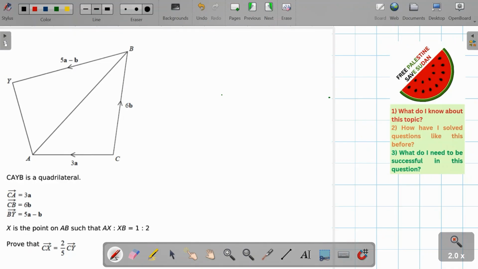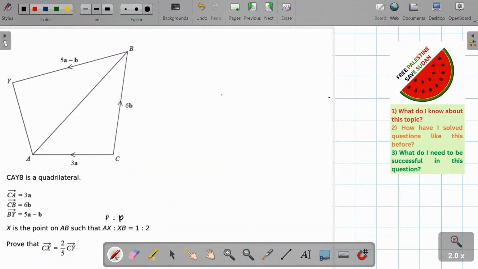Let's get started. The question says CAYB is a quadrilateral with CA being 3a, CB being 6b, and BY is 5a minus b. X is the point on AB such that AX to XB is 1 to 2. This is part to part, right? So AX is part of AB and XB is part of AB, so AX to XB will be part to part. Prove that CX is 2/5 CY.